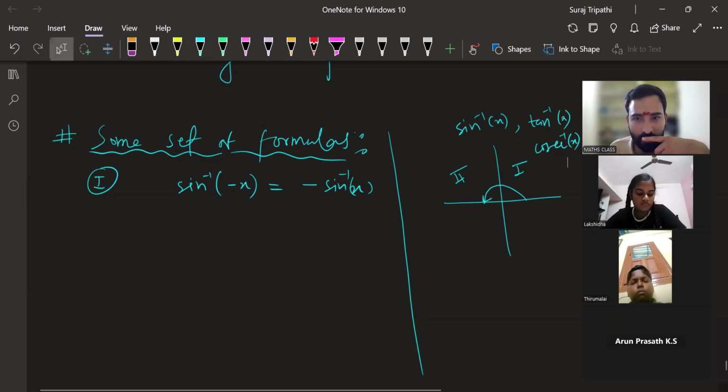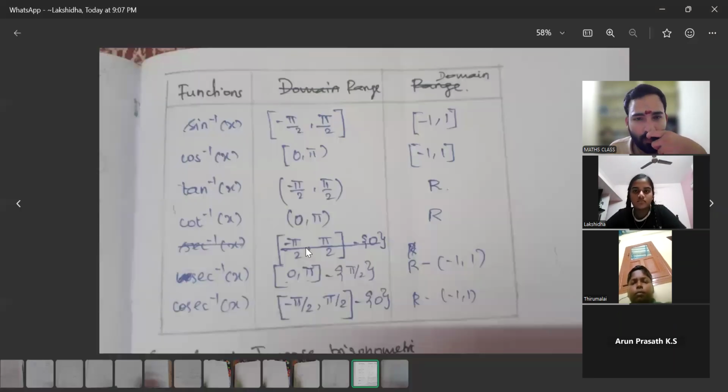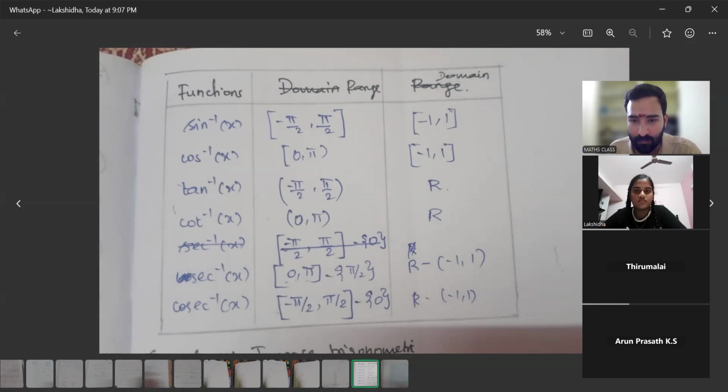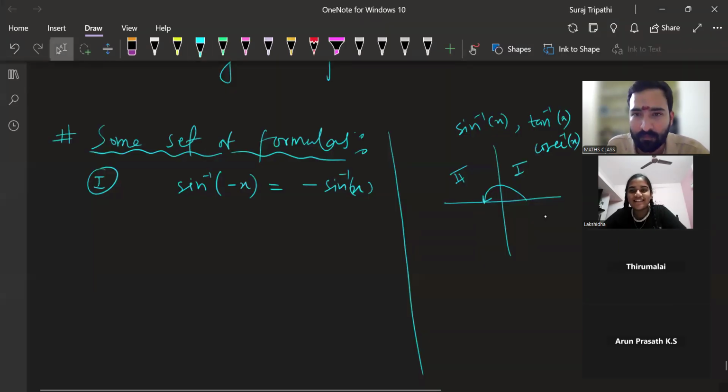Okay, let me see once again. No. You have this as range and this as domain. So just wait. Yes, sir. This is not correct.